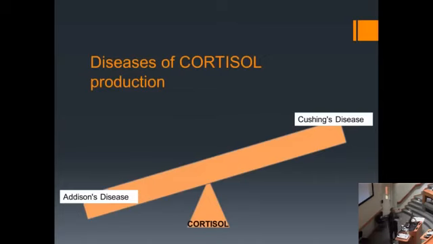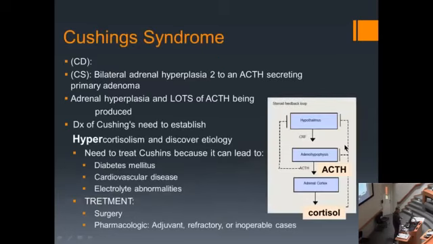So when you have a disease in terms of cortisol activity, you're going to see changes in those things that we just described. And so Addison's disease is basically low cortisol levels, and Cushing's disease is the opposite. It's high cortisol levels. Okay. Let's go to Cushing's really quick.